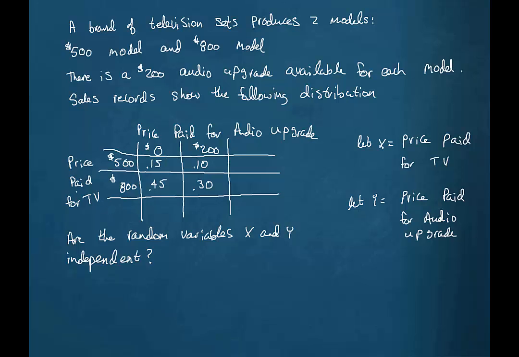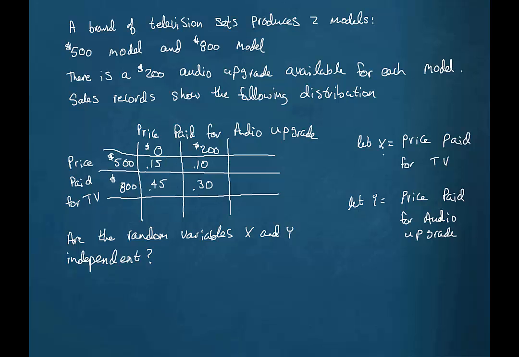So we have price paid for a TV along the rows here, and that could be either $500 or $800. And then the columns, we have the price paid for the audio upgrade, and if they didn't buy it, that would be 0, and if they did, that would be 200. And then we have the associated probabilities.